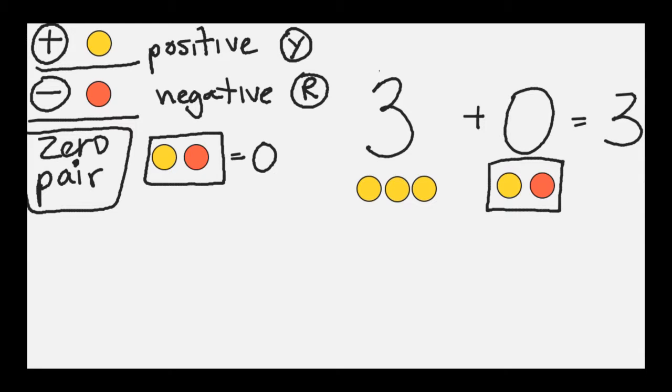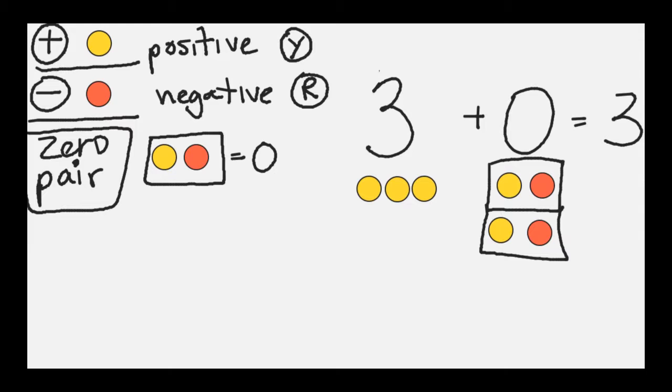But what happens if we added a second 0 pair? Let's go ahead and add a second 0 pair here. So we have a yellow and a red. So we have our second 0 pair. So now we have 3 plus 0 plus 0 still equals 3. Nothing's changed, but we can keep adding 0 pairs.